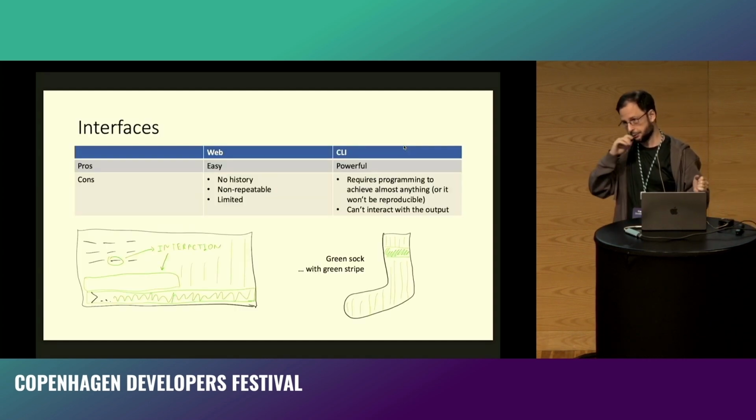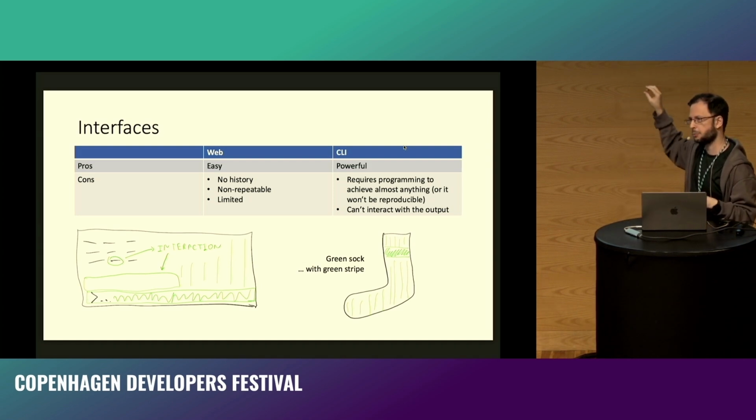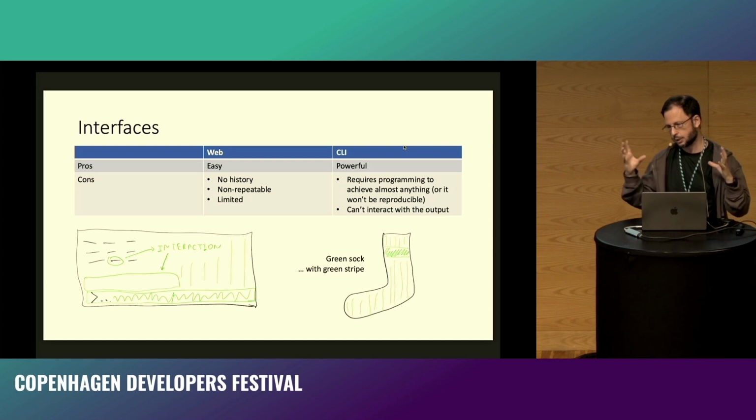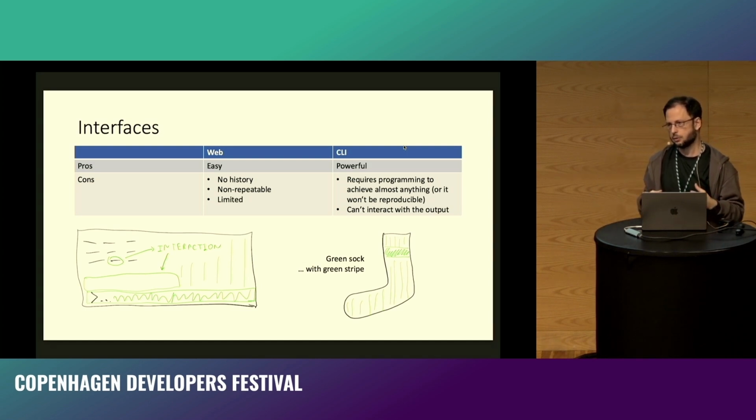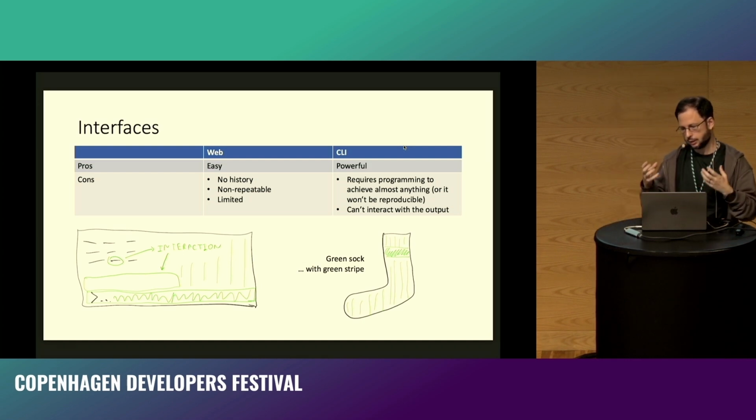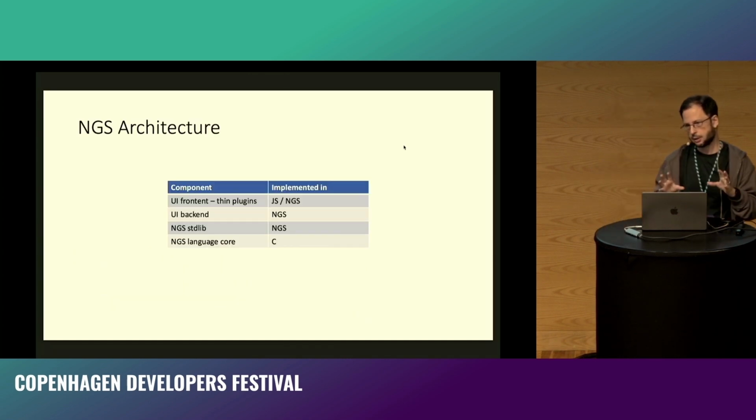So what I'm suggesting here, green sock with the green stripe. People like the green stripe, like really like it. They can't imagine their life without that. But actually, what I'm suggesting is to combine the good parts of the web and of the CLI. Take the powerful aspect of the CLI and also make it easy like the web. So this, I think, is how you make this talk memorable.